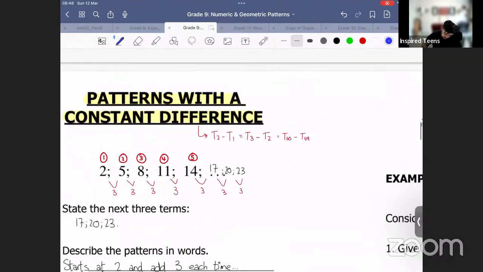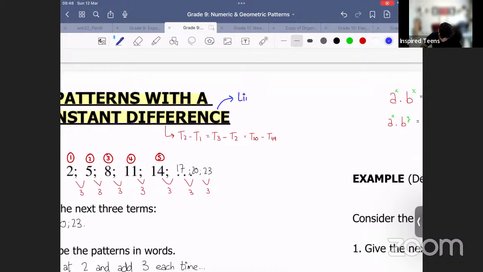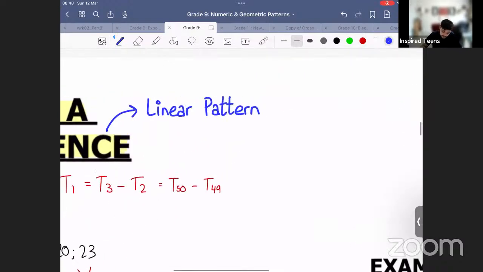So whenever we have a constant difference, we call this a linear pattern, or an arithmetic pattern. But don't worry too much about the terminology; it doesn't matter. It's when you have a constant difference mainly. When you have a constant difference, you can use the general formula Tn is equal to A plus D into n minus 1.